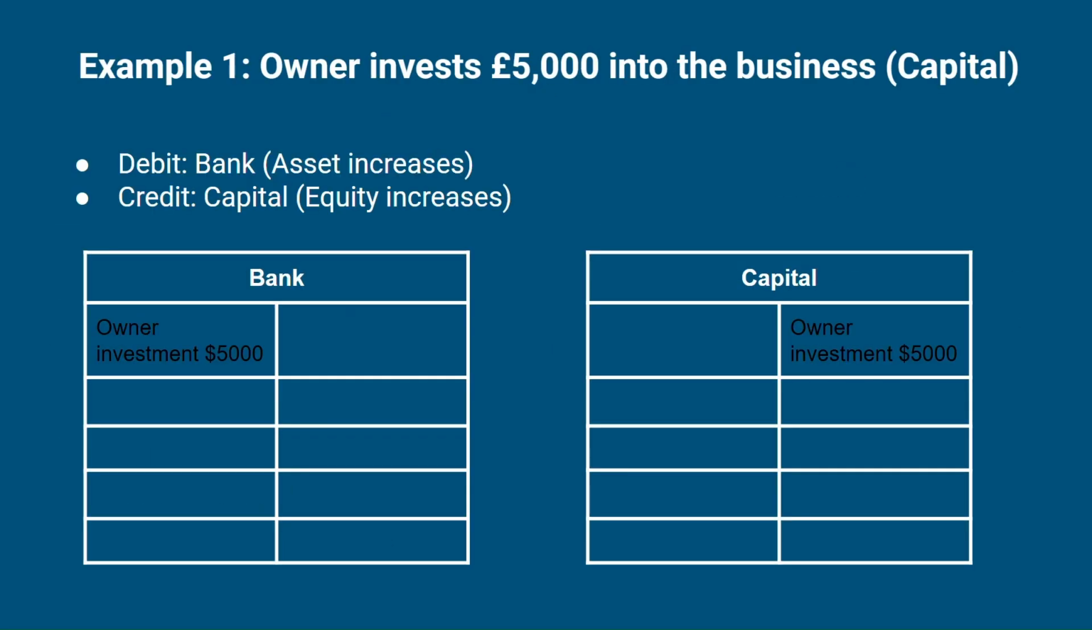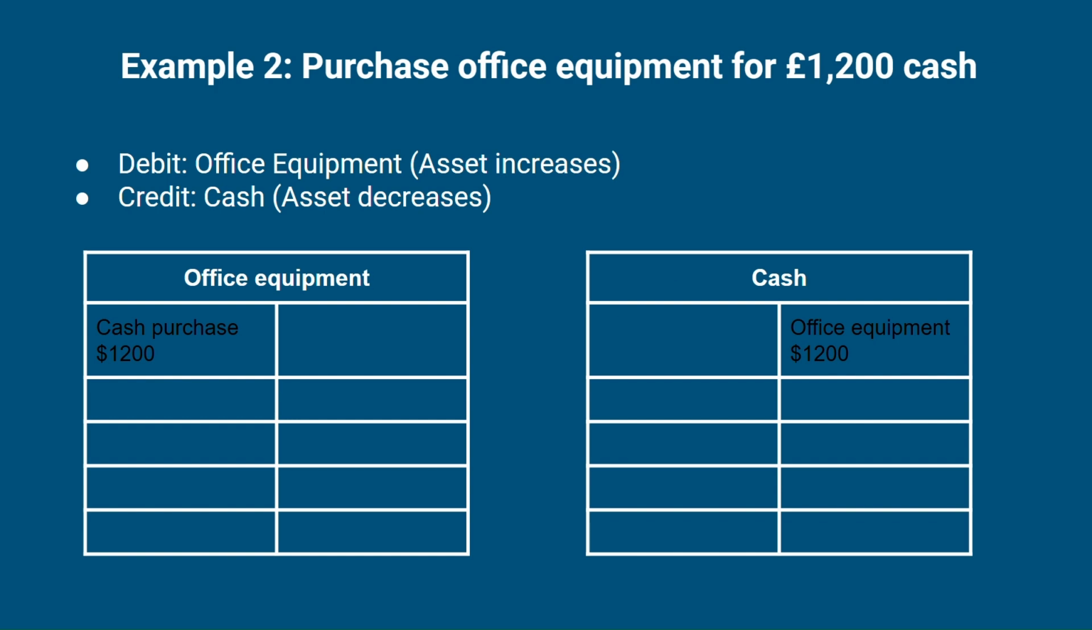Now, we always do this, no matter what. And in the beginning, it's just weird and everything. I get it. So let's go to the second example. In this example, we are saying you have made a purchase for office equipment by cash with £1,200 or dollars. So what does that mean?